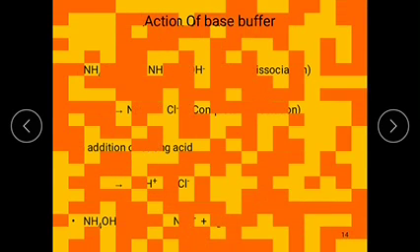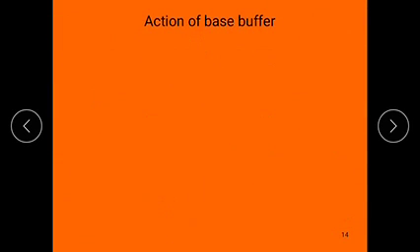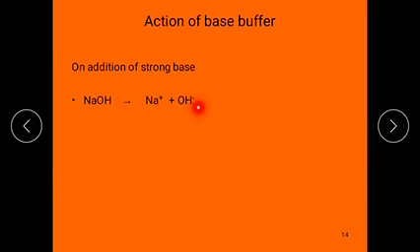At the same time, with the addition of strong base to the basic buffer solution, we take sodium hydroxide, which on ionization produces Na+ and OH- ions. These OH- ions react with the NH4+ ions and form ammonium hydroxide. There is no formation of H+ ion, again it is stable.